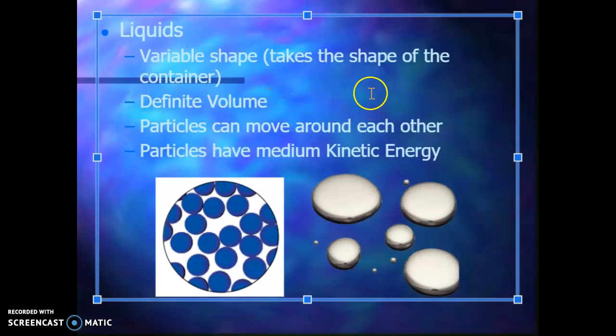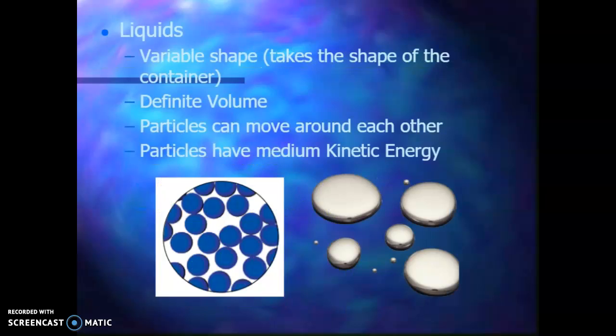Second one we'll talk about is liquids. Liquids, unlike solids, have a variable shape. Their shape varies, it's not a definite shape. They take the shape of their container. So if I take a liquid and pour it into a glass, it would take the shape of the glass. Just like solids, though, liquids have a definite volume. So liquids always take up the same amount of space. No matter how much space they have, they don't expand or decrease just because they have more or less room. Their volume is definite.